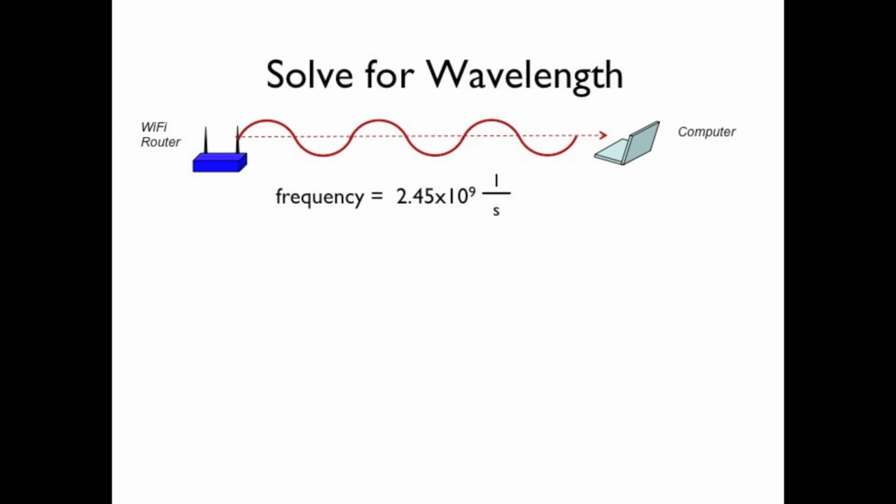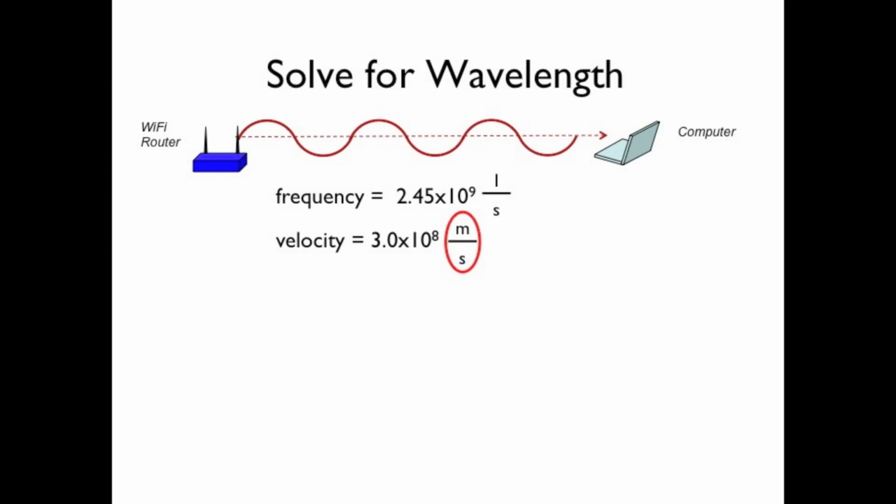So how do we calculate the wavelength? We know the velocity of all electromagnetic radiation is equal to 3 times 10 to the 8th meters per second. Somehow, we need to combine frequency and velocity to end up with wavelength. Look at the units. The units for frequency are just per second. Velocity is meters per second.